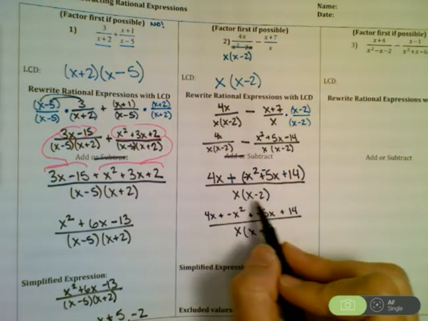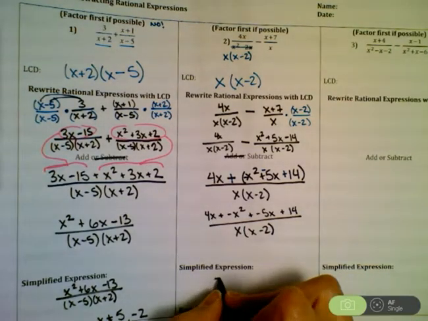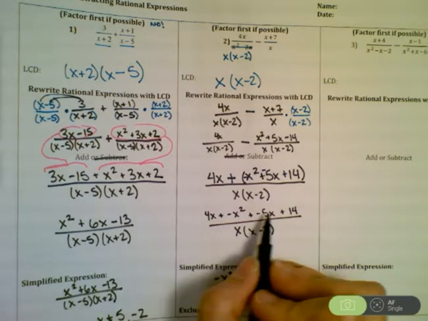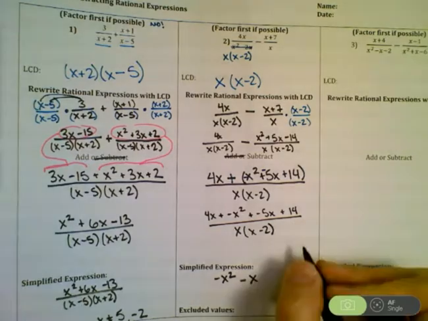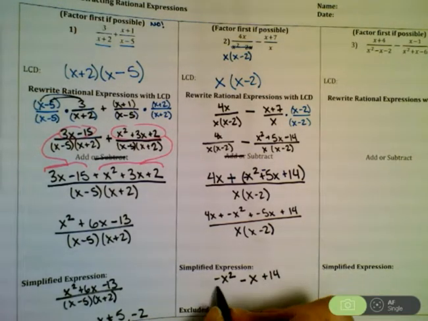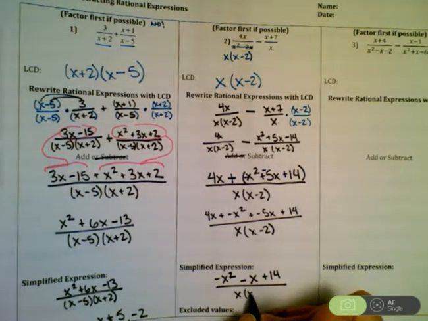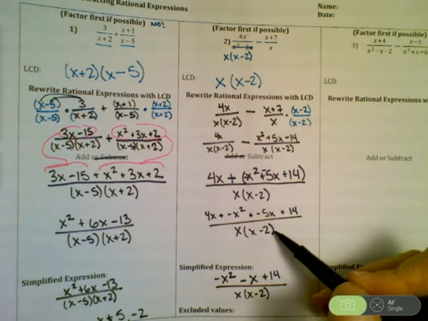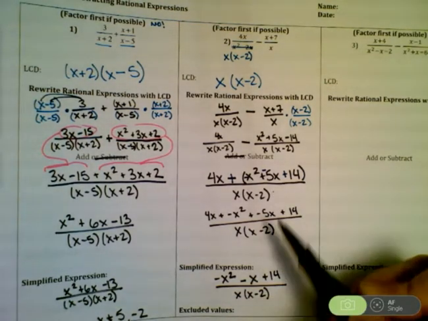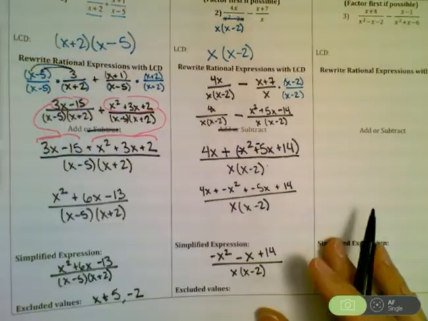Well, now I just need to simplify the top. So I have a negative x squared. 4x minus 5x is negative 1x, and plus 14 all over x times x minus 2. Notice our denominator doesn't change at all here. It always stays the same, and we're just combining the numerators.